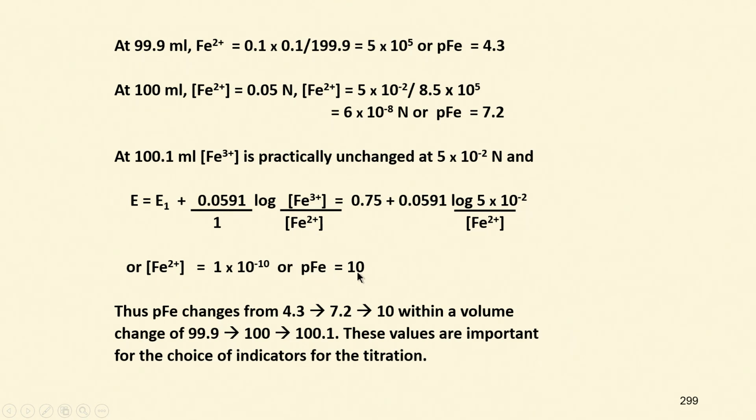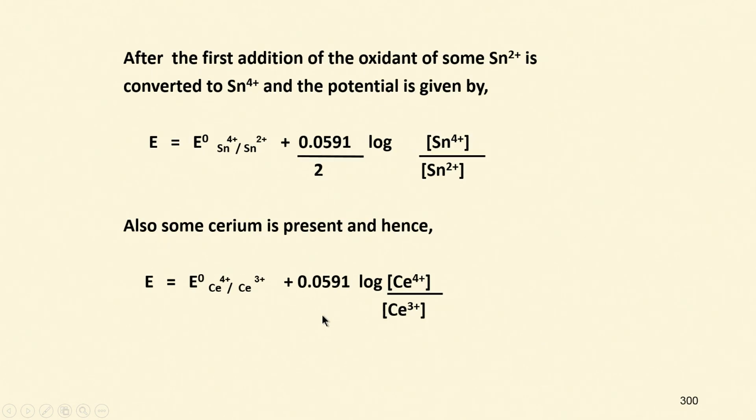would be 10. So, from 4.3 to 7.2 to 10, it happens within 3 drops, 99.9, 100 and 100.1. So, the PFe changes within a volume change of this. These values are important for the choice of indicators, if you want to do it with indicators also. The indicator should also have a potential or color change with this EMF change. So, that is what we are aiming at.